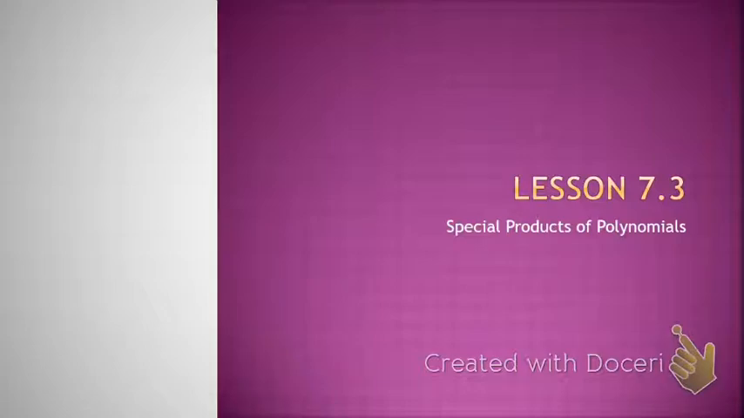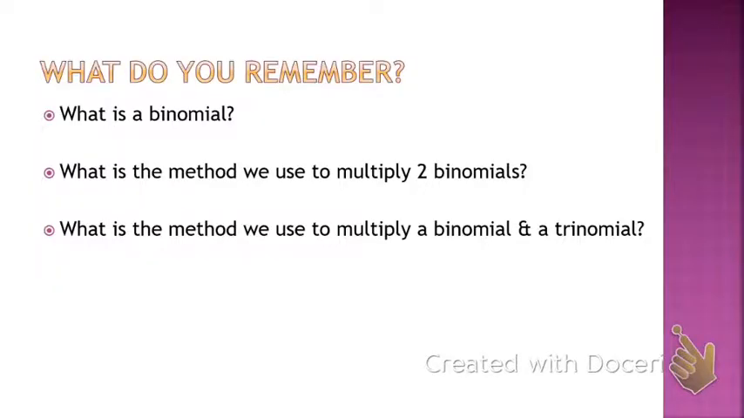But before we get to that, let's see what you remember. This is not in your notes. This is just up on the screen, so just follow along and listen. First of all, I need you to tell me what a binomial is, because the foiling that you learned in 7.2 and the shortcuts that you're going to learn today are only going to work if you are multiplying two binomials. So you have to know what a binomial is.